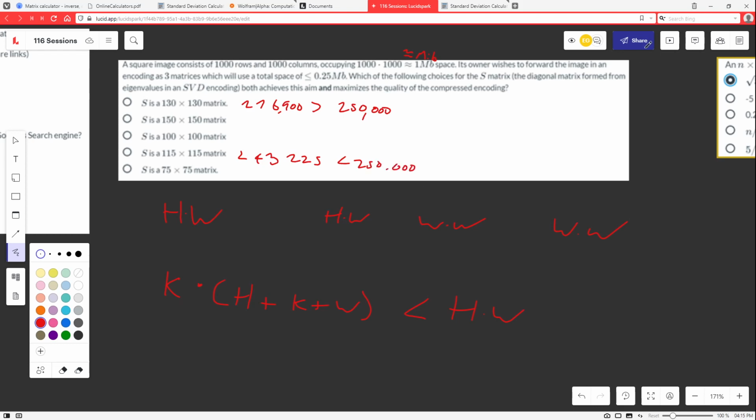250,000. And because we also want to maximize the quality, we want the one of these with k as the largest, because that's when we're throwing away the least data. This is a lossy compression method. So it's this one. This one and this one would also meet the criteria for less than a quarter, but would be throwing away more data than required.